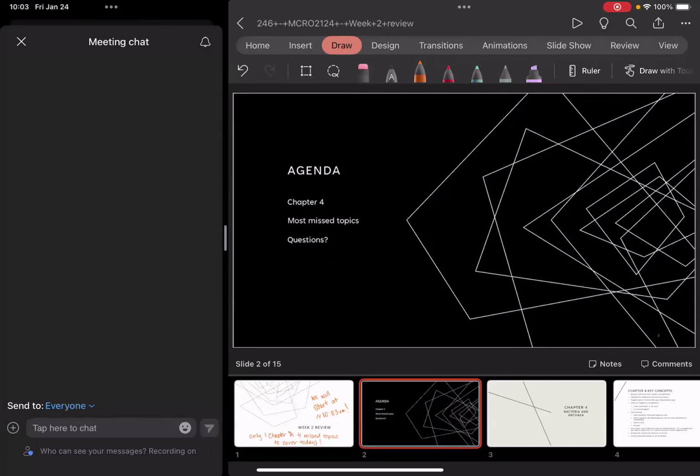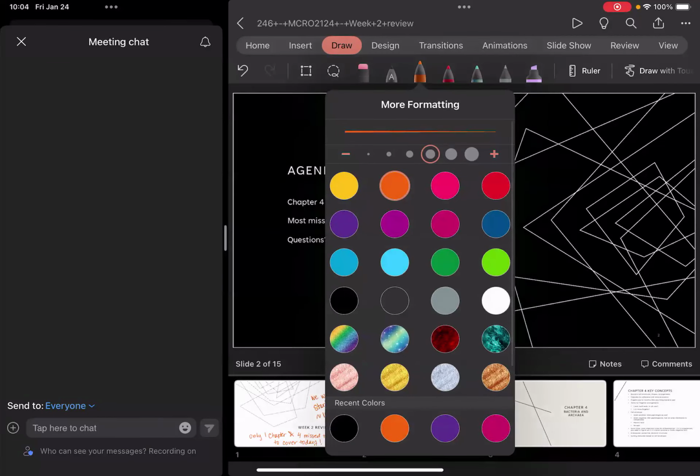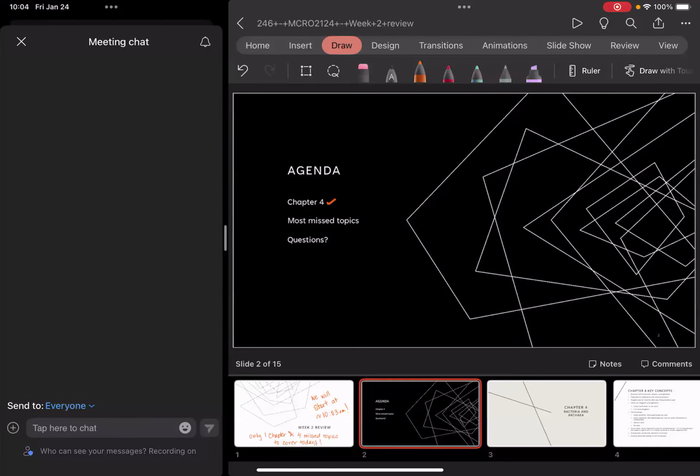So let's get into what we're talking about today. Chapter 4, we mentioned bacteria and archaea. We'll go over that first as our major topics for chapter 4. We'll talk about our major covered topics, basically highlights that we went over in the lecture, and then our most missed topics, in the past on exams.